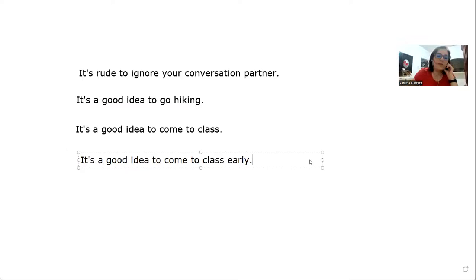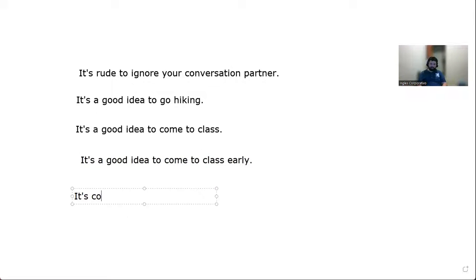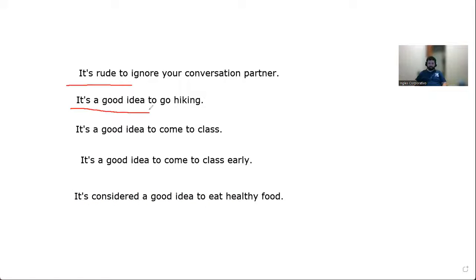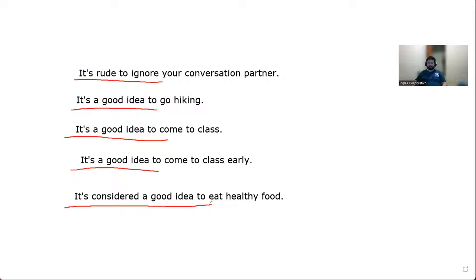To eat healthy food. Okay, very good. So you can also say something like, it's considered a good idea to eat healthy food. Okay, good job. All right, so we can use these phrases, guys, right? It's rude to, it's a good idea to. So this is a phrase, right? It's rude to ignore, it's a good idea to. It's considered a good idea to eat something, right?